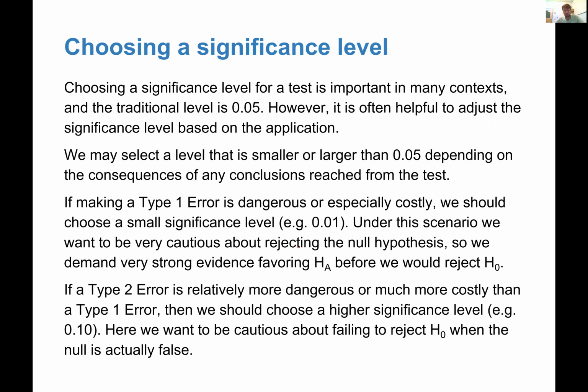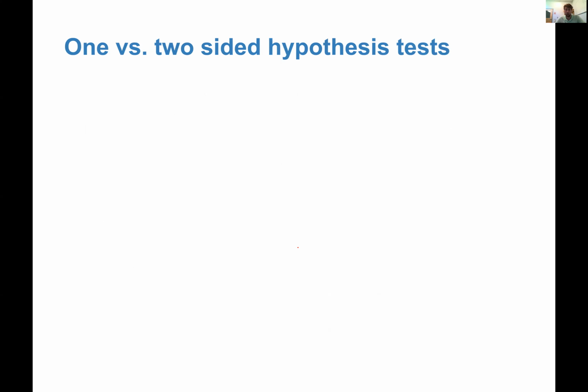Okay, if a type 2 error is more dangerous or more costly, then pick a bigger alpha. The biggest you should go is maybe 0.1. At that point, you're in super danger of a type 1 error with anything higher than 0.1. Because think about it, 1 out of every 10 times you'll have a type 1 error when the null hypothesis is true. All right. Quick little thing as we wrap up this section: one versus two-sided hypothesis tests.